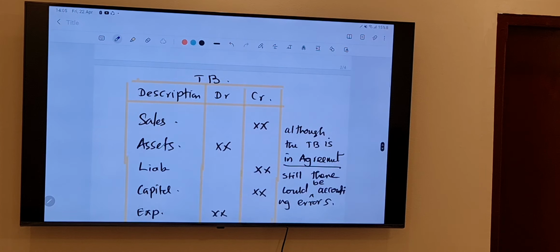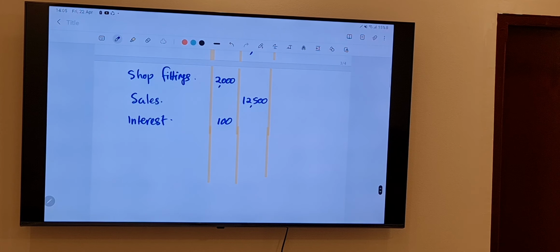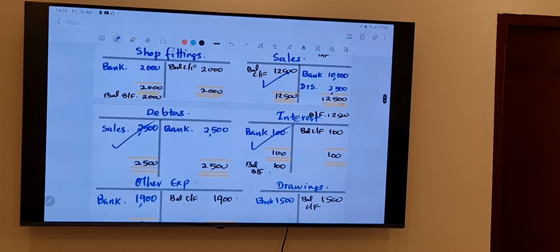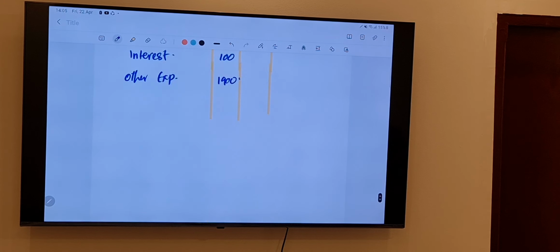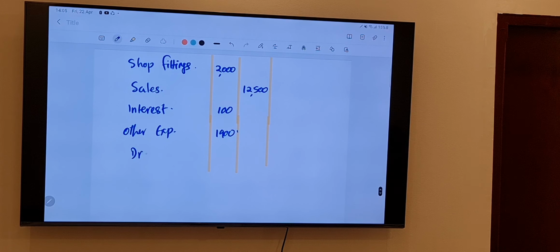Then we have other expenses. 1,900. Debit or credit? Debit. And the last item, drawings, I think. 1,500. Drawings means debit or credit? Debit.